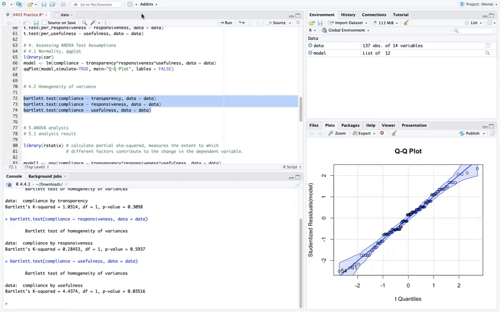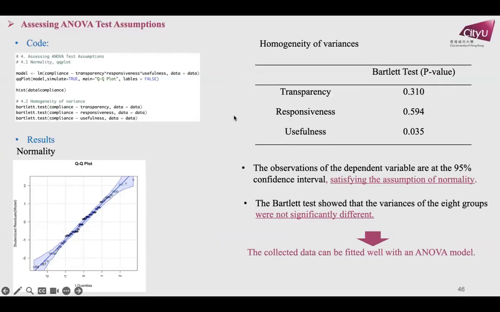So now we go back to our report. We can see the observations of the dependent variable are within the 95% confidence interval, satisfying the assumption of normality, and also the variances of the 8 groups were not significantly different. So in conclusion, the collected data can be fitted well with an ANOVA model.